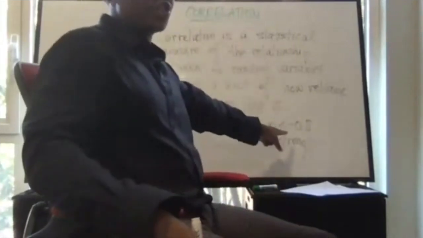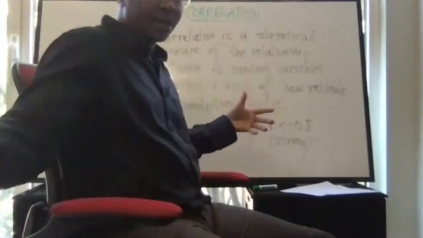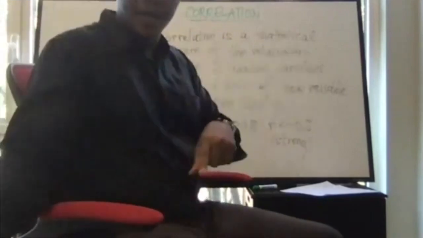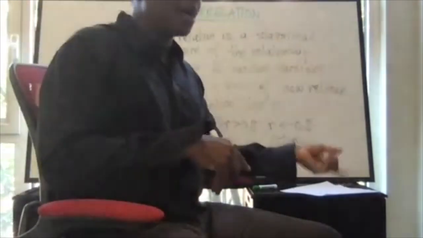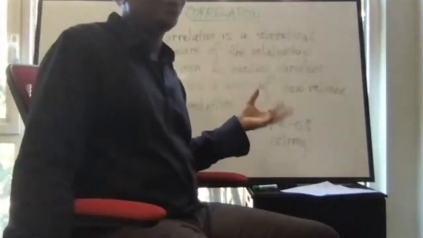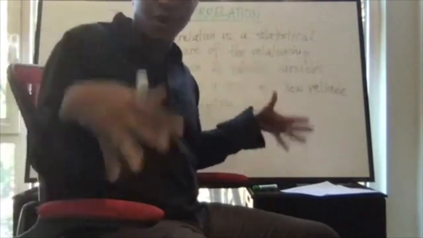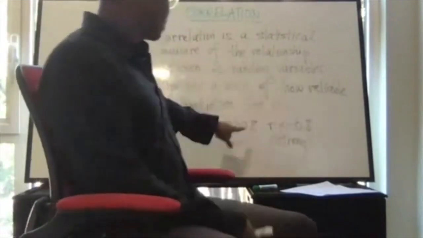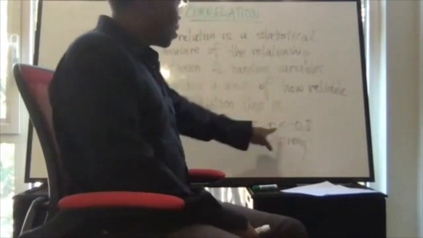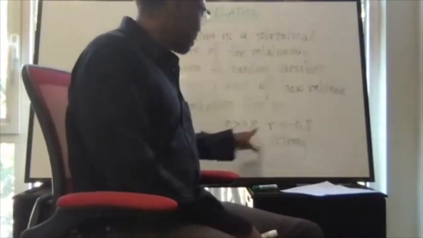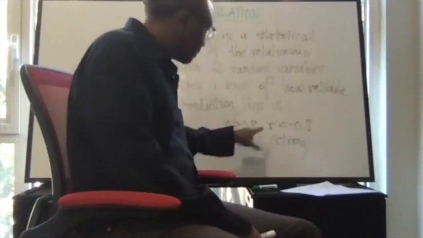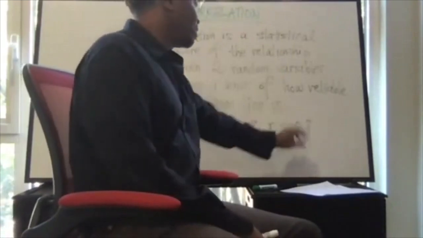But watch this though. Just because you have a negative relationship doesn't mean that it's weak. R equaling 1 and R equaling -1 are just as strong. So I don't want you to view a negative correlation as weak. It's just a strong negative correlation. So if R is greater than 0.8 or R is less than -0.8, we say it's strong.